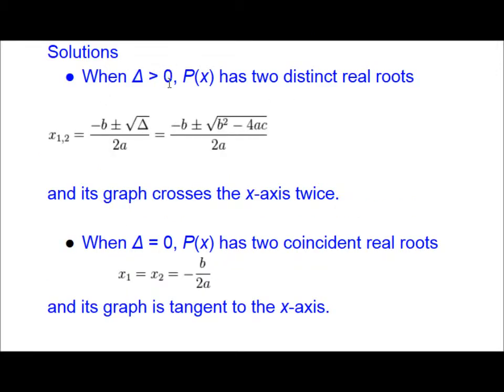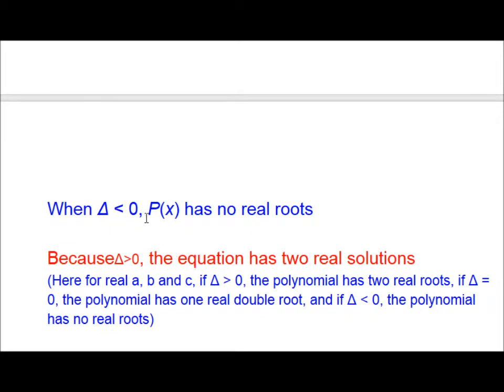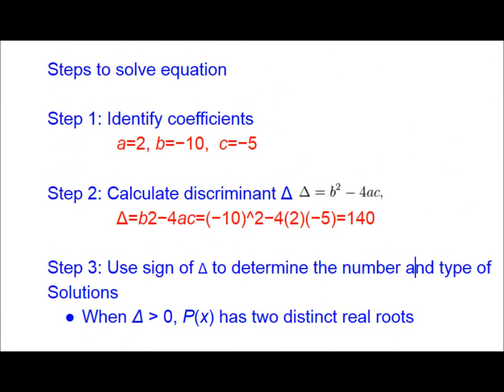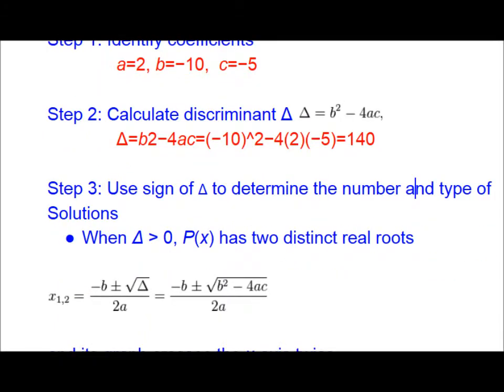For discriminant greater than 0, we use this formula: minus b plus or minus square root of the discriminant, divided by 2a, which can also be written as minus b plus or minus square root of b square minus 4ac, divided by 2a. In case the discriminant is less than 0, the quadratic equation has no real roots. For our example, the discriminant is 140, which is greater than 0. That means the quadratic equation has two distinct real roots.